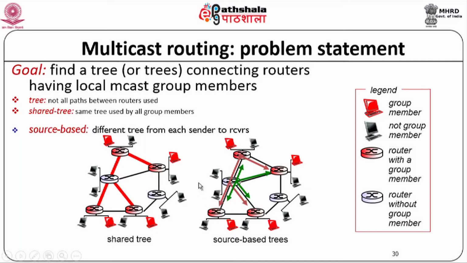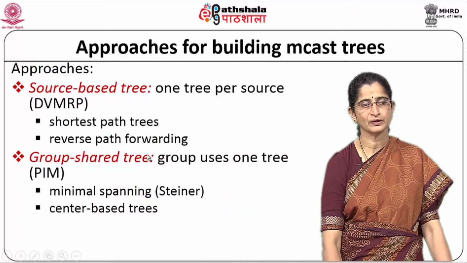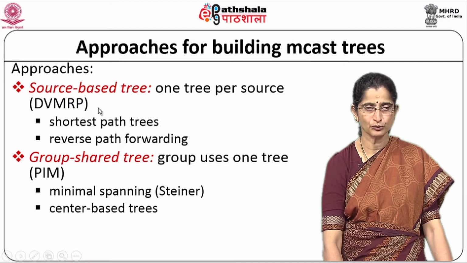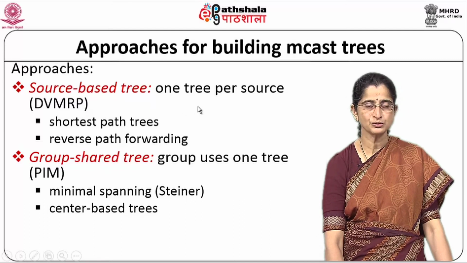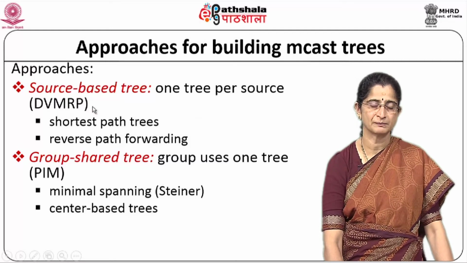So you can see that by having source specific trees, you will actually have multiple trees. Which is why we do not say just finding a tree, but finding trees if necessary. We will see that multicast supports both these options: a source based tree and also a group shared tree. Source based tree is used in the DVMRP protocol. Essentially we have one tree per source, and we construct shortest path trees from each source. So that is what happens in this case.